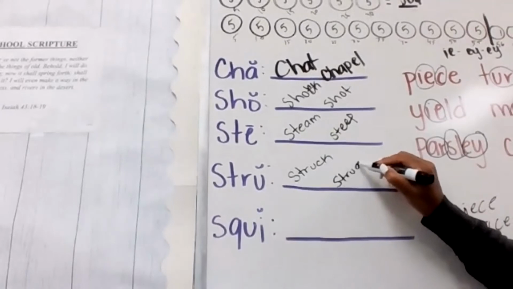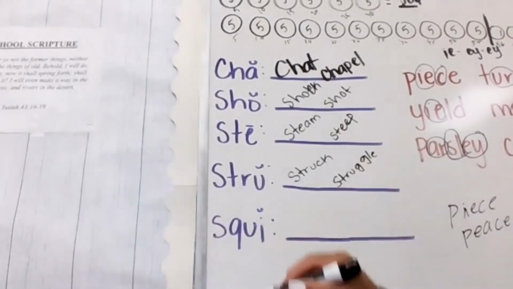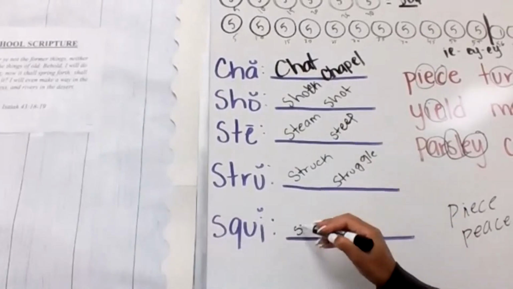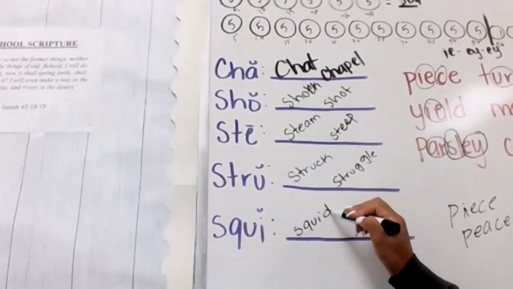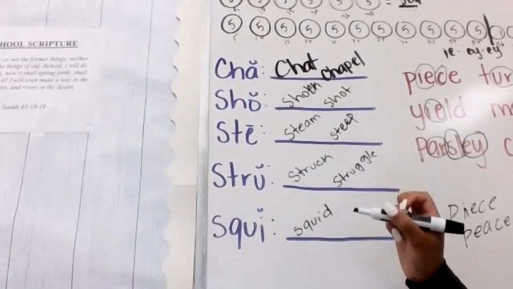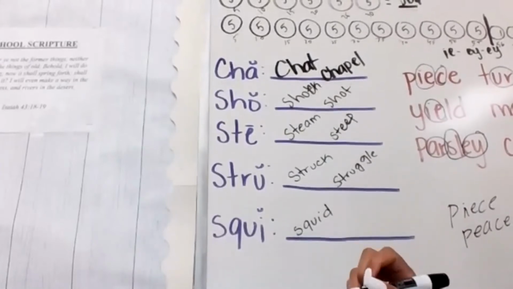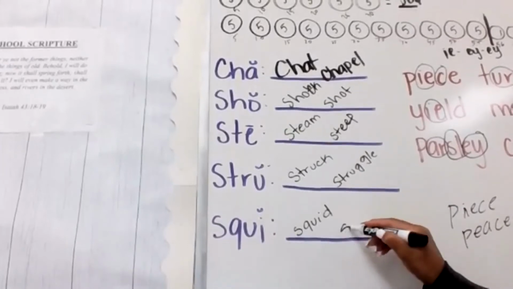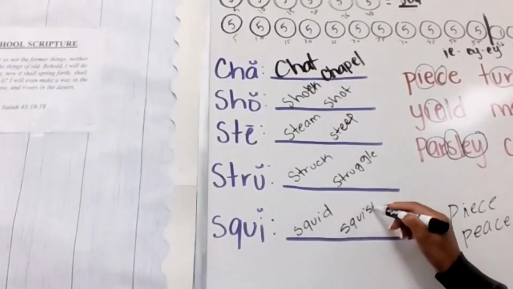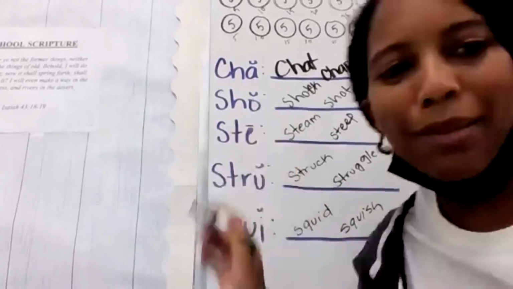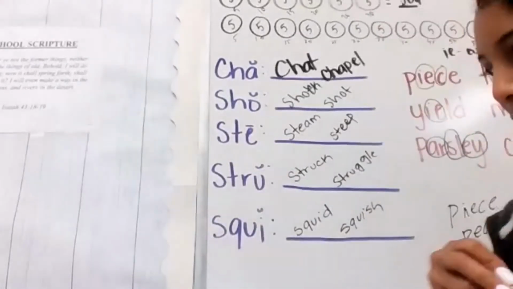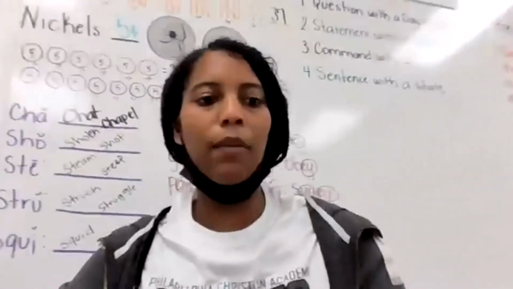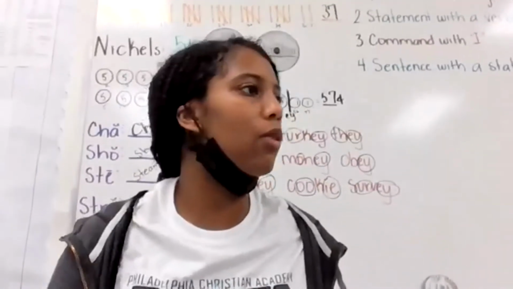Struggle. Good. Next one. Squid. Squid. Okay, Dennis. Squish. Good. All right. You'll see these maybe in your test tomorrow. All right, awesome. All right, let's go over your phonics and language, and science and social studies, and we'll be done for today.